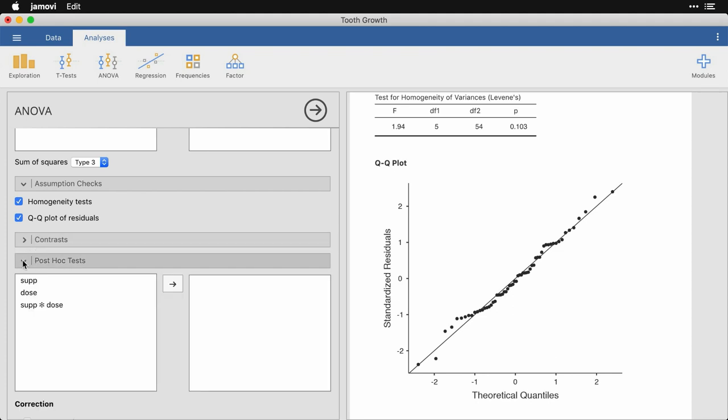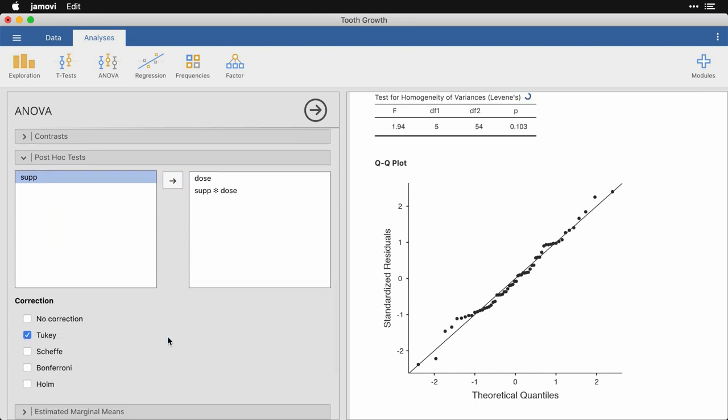Post-hoc tests are a common approach if you have factors with more than two levels. One of ours does. It's the dose. There are three different levels on that one. So I'm going to choose both dose and the supplement by the dose. And you can pick what kind of correction you want. The Tukey, for John Tukey's test, is the default one. It's the one that I prefer.